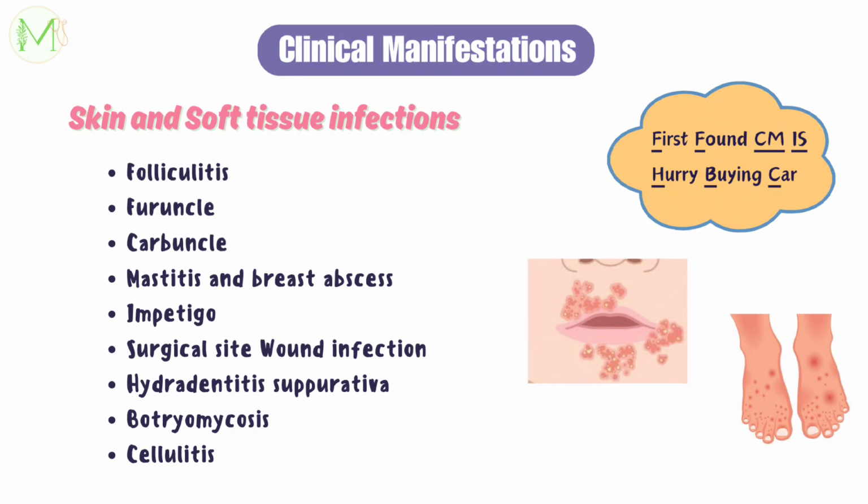Along with this, there is hidradenitis suppurativa, which is recurrent follicular infection seen in areas rich in apocrine glands, such as the axilla. Then we have botryomycosis, which is a mycetoma-like condition characterized by subcutaneous swelling, sinuses, and discharge containing granules. Also, cellulitis is seen as a manifestation of this bacteria.